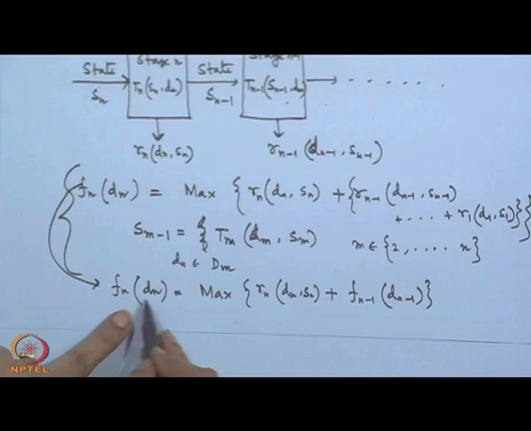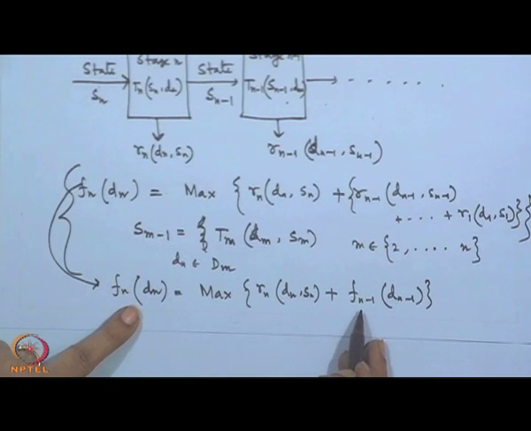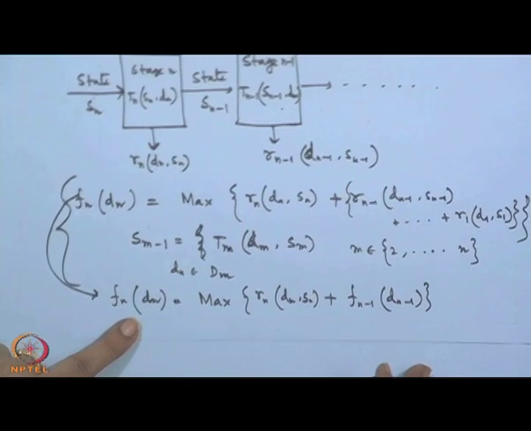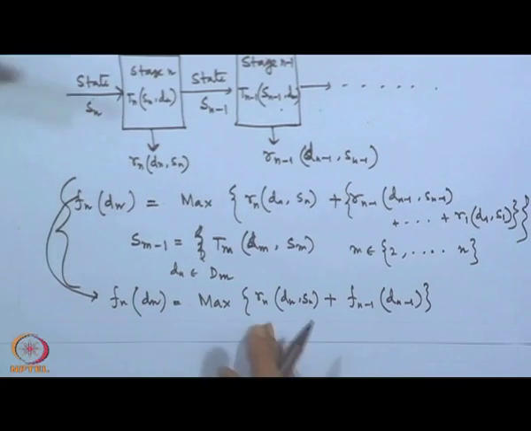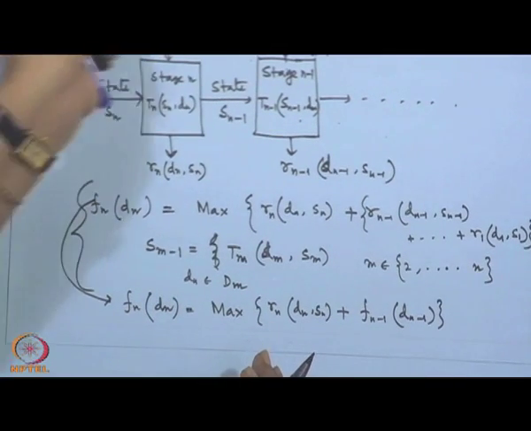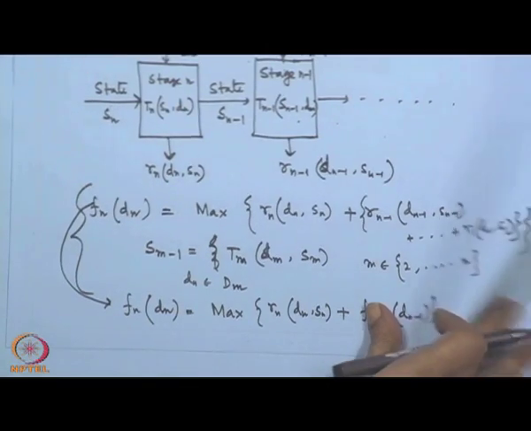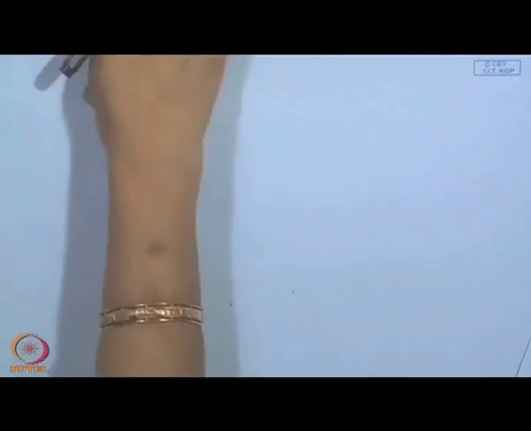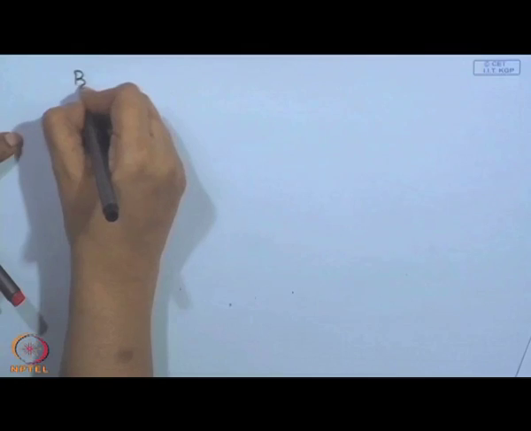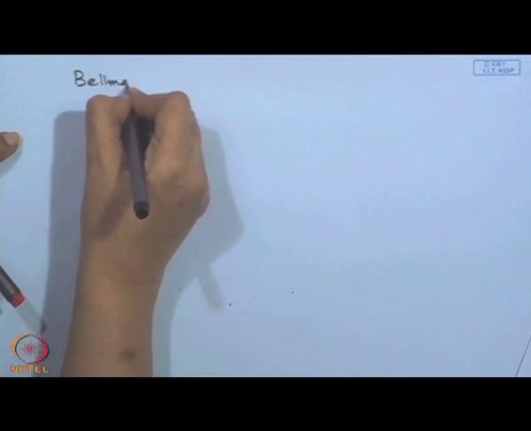Thus, the nth stage value is dependent on the n minus 1th stage for the forward recursive relation. In the backward recursive relation, the situation is totally different. From here, the formal statement of optimality has been reached, and let me write down that Bellman's principle of optimality.